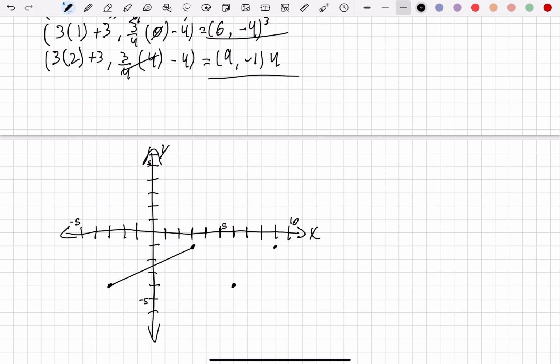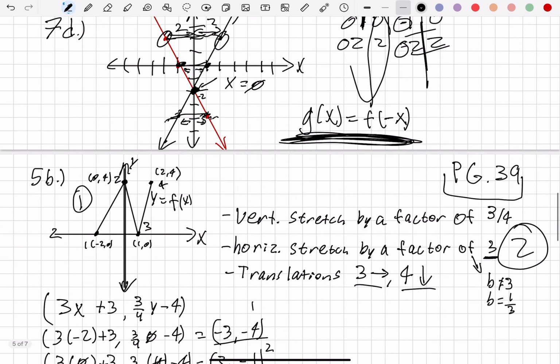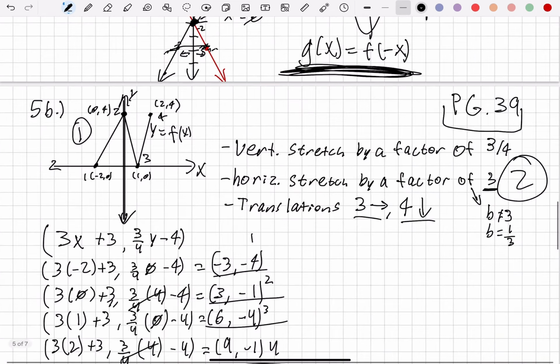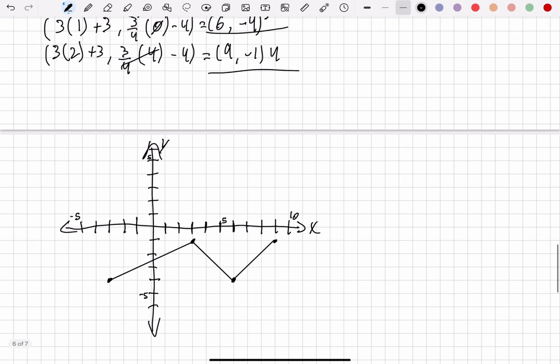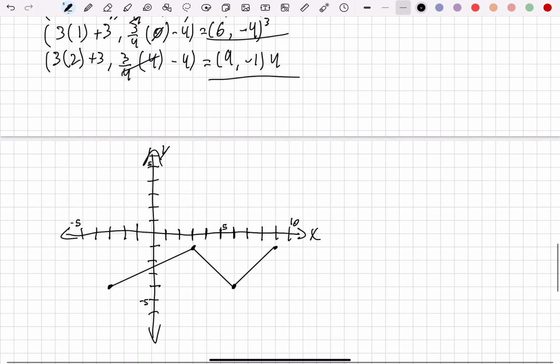And now simply by connecting the dots, what's going to end up happening is we're going to have our new graph. And it should be the same shape as our original, which in this case it is. Again, the biggest thing is the horizontal stretch by a factor of 3 is having the biggest impact on this graph, which is why it appears to be a lot larger. But that's pretty much the end of it.